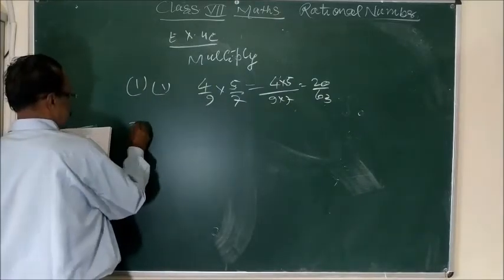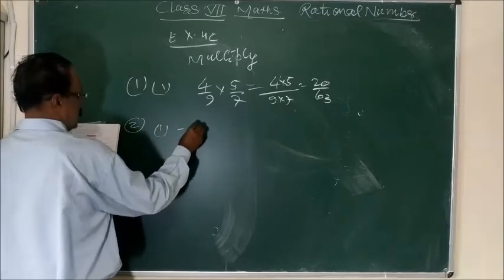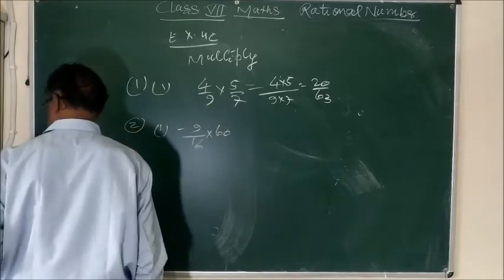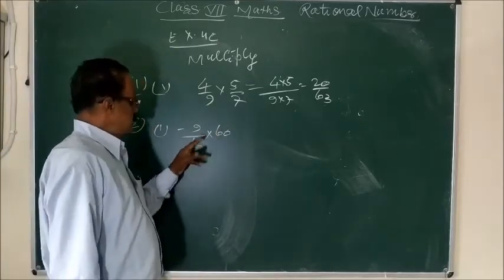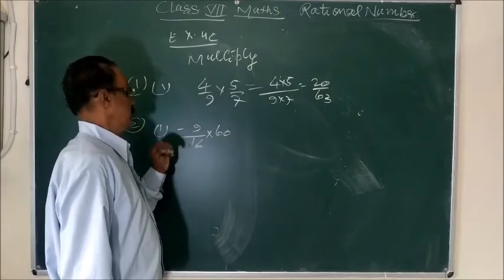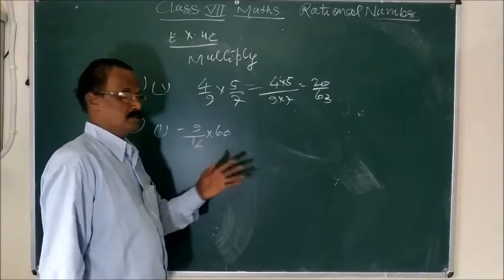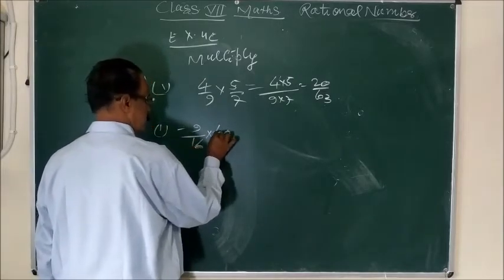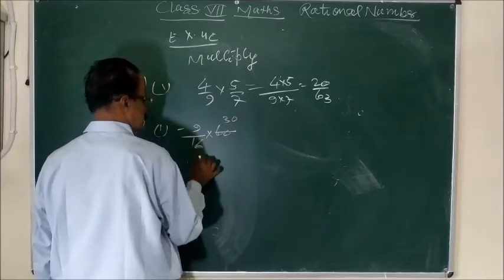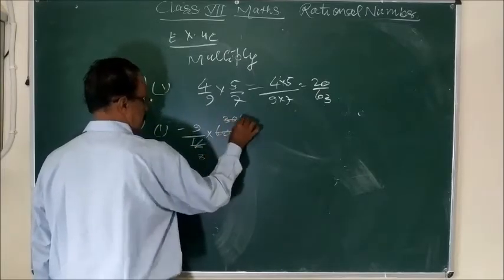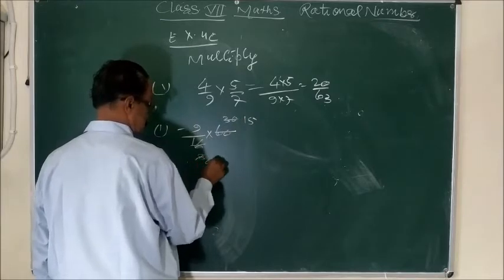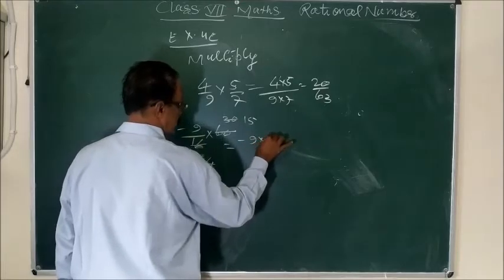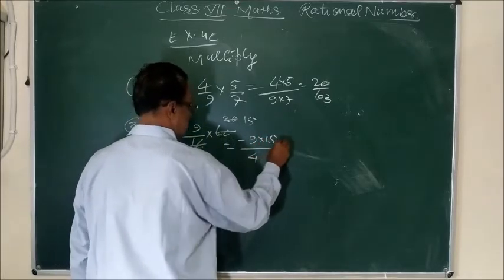Now you see, second, multiply by minus 9 by 16 into 60. If the numbers are divisible, you can cancel the numbers crosswise. So these two numbers are divisible by 2, this is divisible by 2, and this is divisible by 2. Again, this is divisible by 2, and this is divisible by 2. Now you see, minus 9 into 15 upon 4.